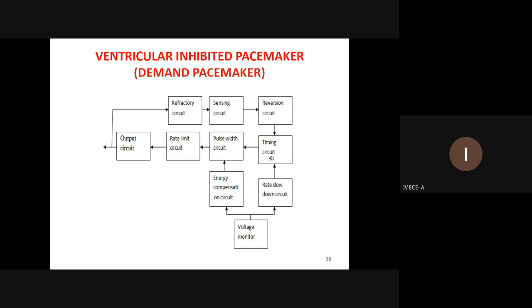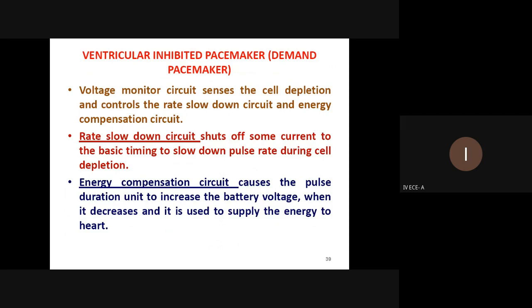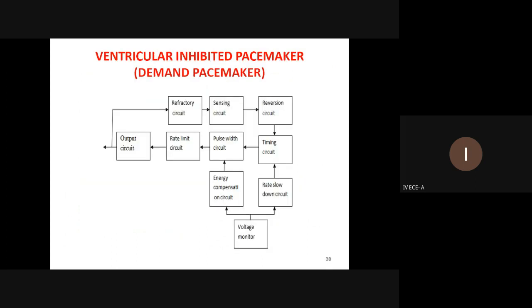Here we have the timing circuit, then reversion circuit, sensing circuit, and pulse width circuit. In all the schemes, multivibrators and Schmitt triggers were used. Then the refractory circuit, then the rate limit circuit, then the output circuit. The refractory circuit and rate limit circuit determine the demand, which is responsible for the demand. That's why we call it a demand pacemaker. So next, the voltage monitor circuit senses the cell depletion and controls the rate slowdown circuit and energy compensation circuit.